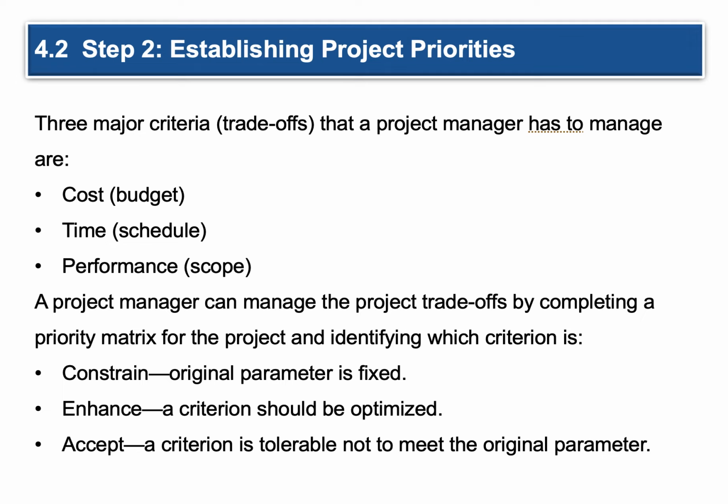A project manager can manage the project trade-offs by completing a priority matrix for the project and identify which criteria is as follows. Constrained, that's the original parameter is fixed, so that's why when you set your goals, you stay there. Enhance, a criterion that should be optimized. So let's say if we have a constraint of 5 project objectives. Of the 5, what are the one or two that we really want to enhance? And then accept, a criterion that is tolerable not to meet the original parameters. So like kind of your secondary things. The reading does a better job of going more in depth here than I am in this limited lecture. So I expect you to complete that reading as well.